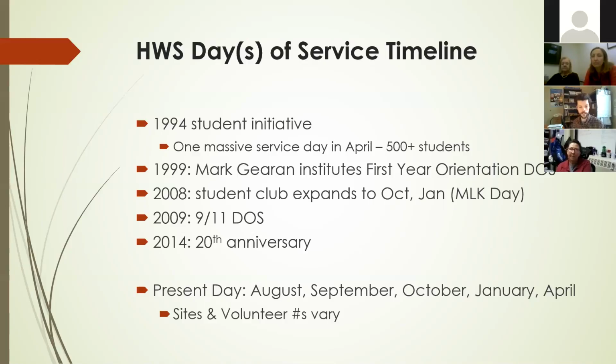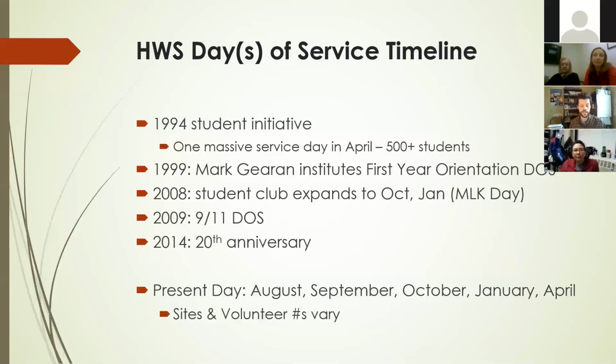In 2009, the 9/11 Day of Service became a national effort, and we participate in that, but it's more of a remembrance than it is, let's send 100 students out here and there, because it's usually during classes, and our other days of service, not 9/11, are usually on the weekend or on a Saturday. And then in 2014, we had our 20th anniversary. We brought some folks back who had started it in '94, and that was a great celebration.